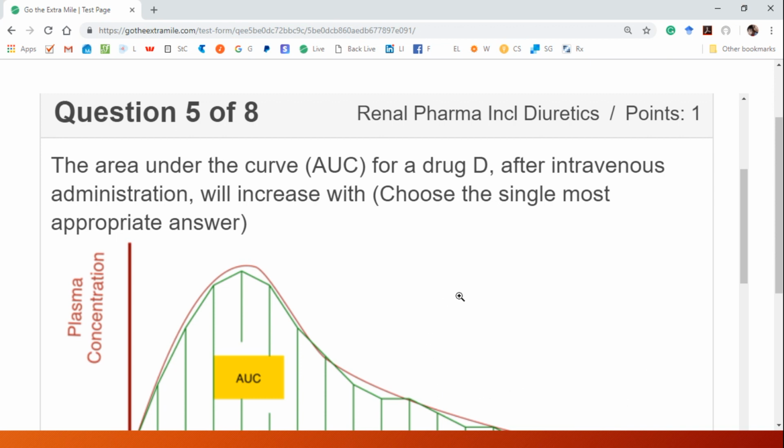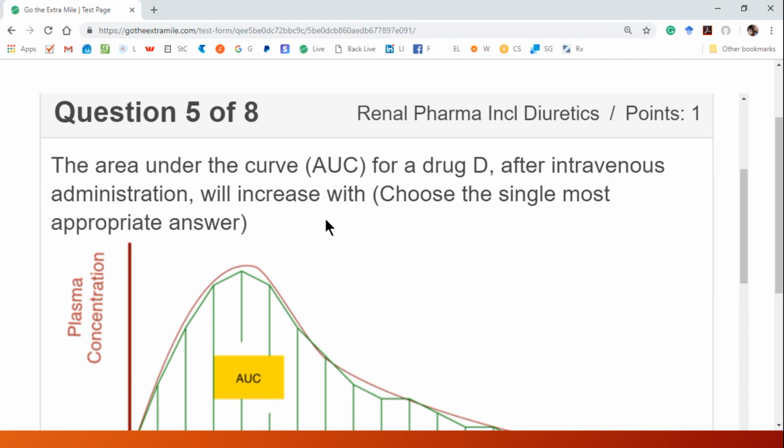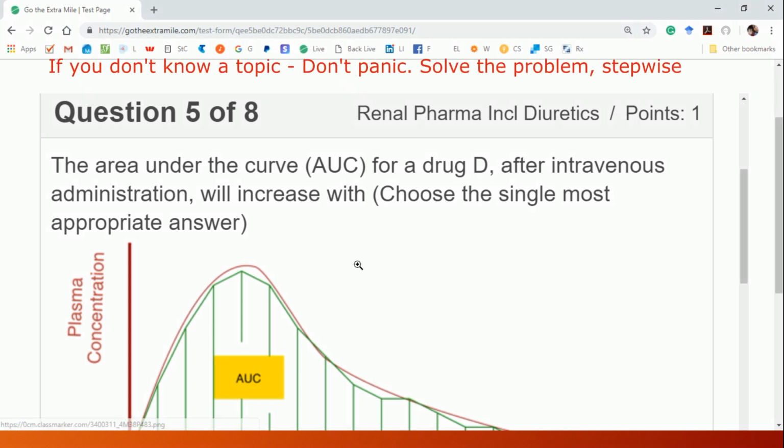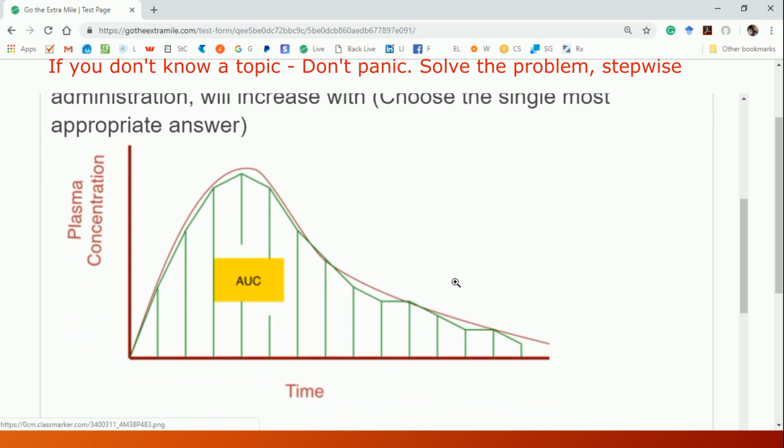Okay. The area under the curve for a drug D after IV administration will increase with. Okay, what principle are we going to talk about here? Once again, this time we have to be careful. All of the above is not always correct. Alright, so area under the curve. Now I have to confess that graphs and charts are not my thing. I don't understand them very well. So how am I going to do that? Well, maybe I'm going to try and understand them now.